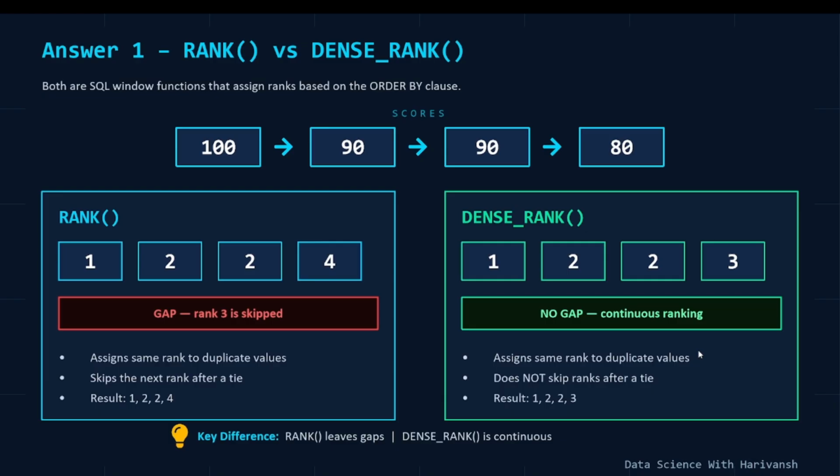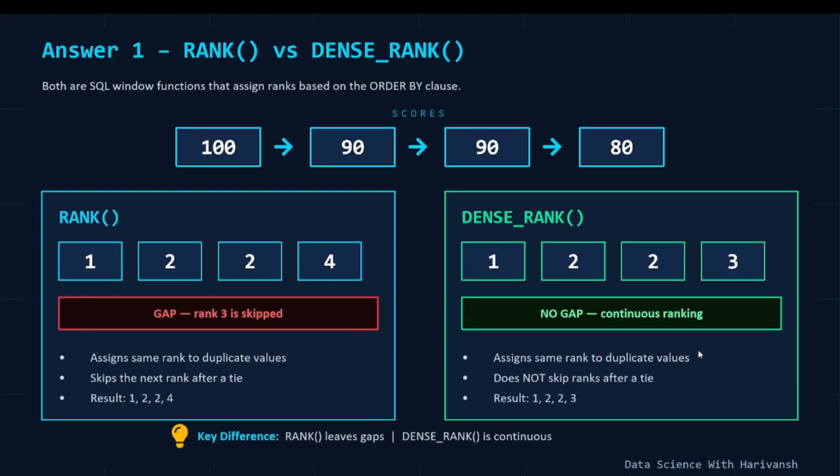With rank, the ranking goes 1, 2, 2, 4. Notice what happened. After the two students who are both ranked second, the next rank assigned is 4, not 3. Rank 3 is completely skipped. This is because rank accounts for the number of rows that shared the same rank. Since two rows occupied rank 2, the next available rank logically becomes 4.